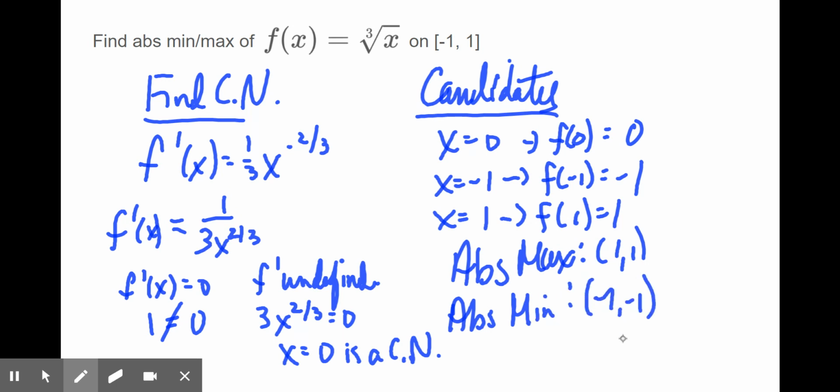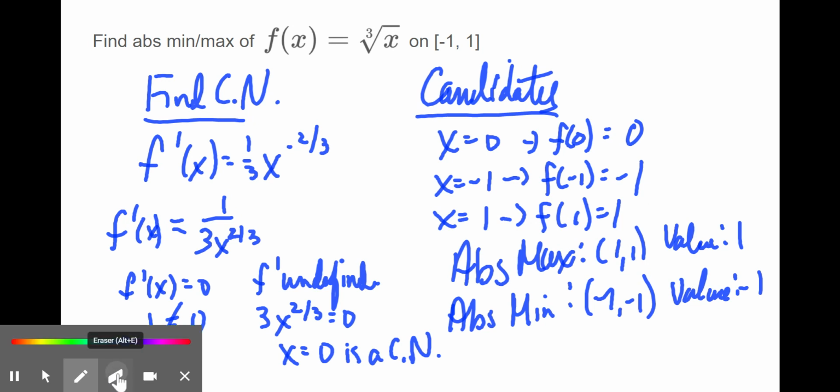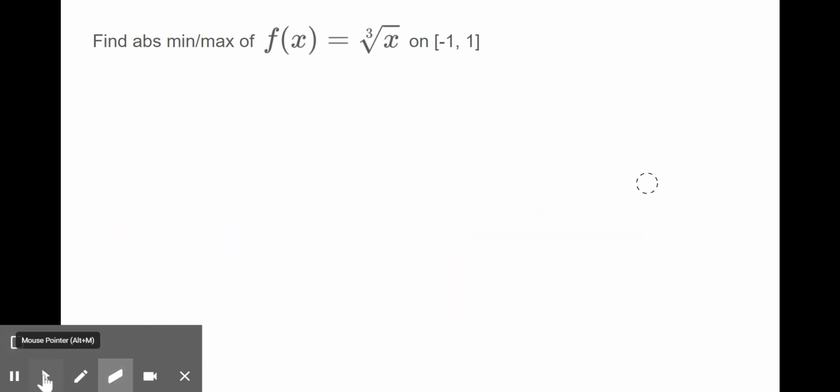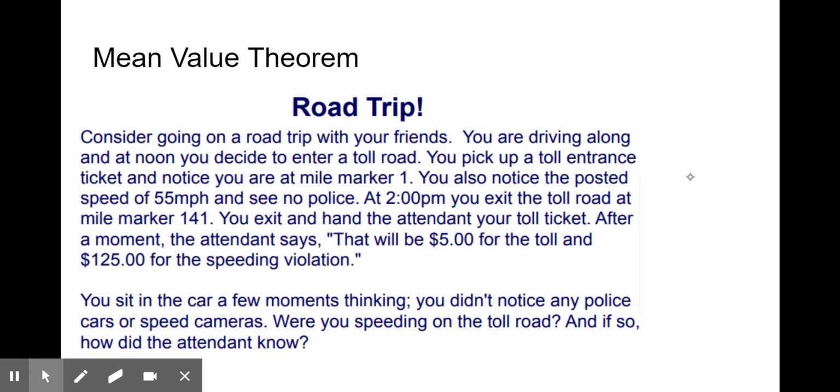If I ask you for the value, absolute max value, it's 1. Absolute min value is negative 1. And that's how this works. So you just find the derivative, find the critical points, establish your election candidates, and then plug them in and figure out who wins.